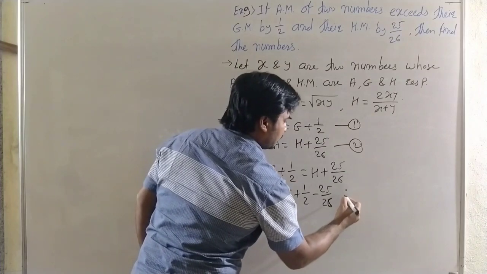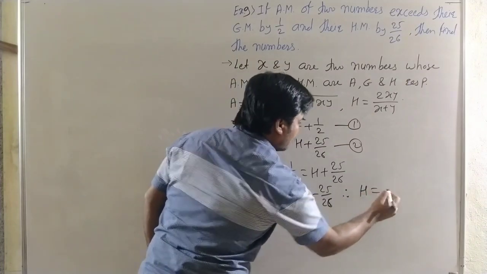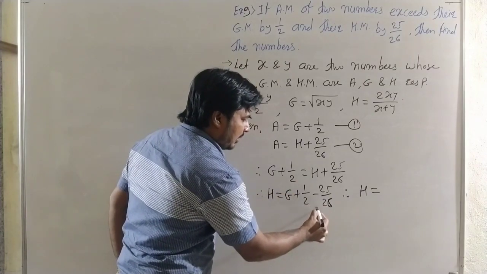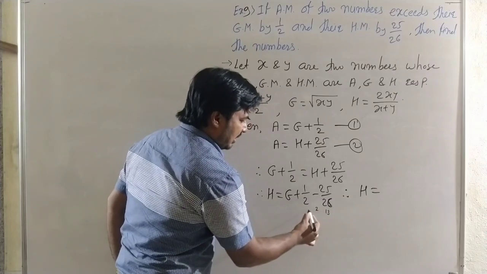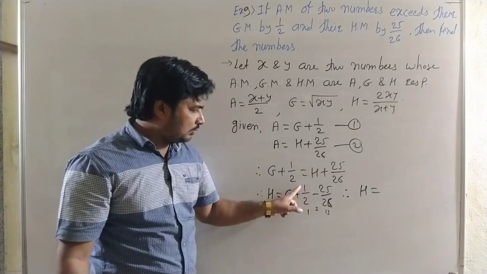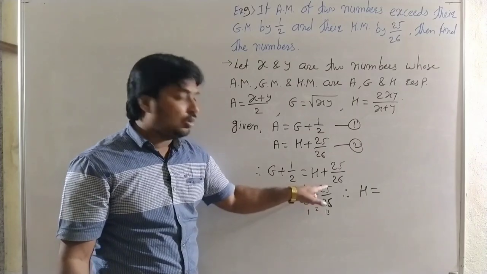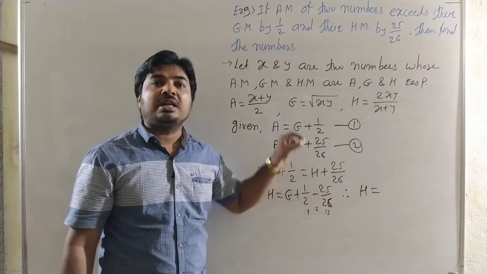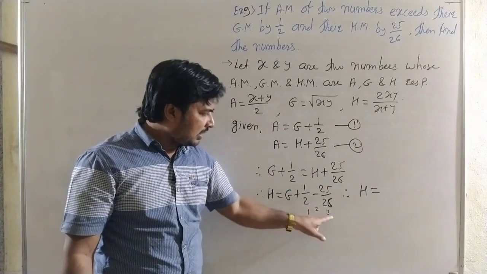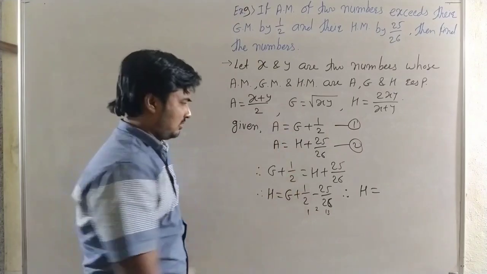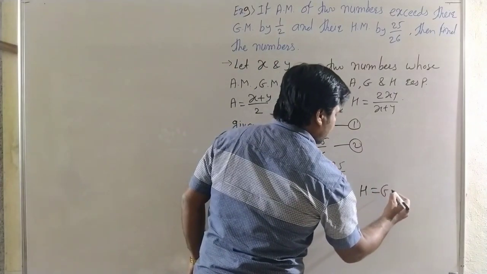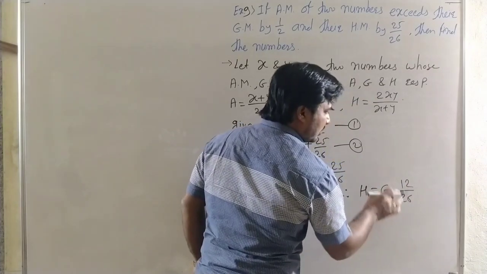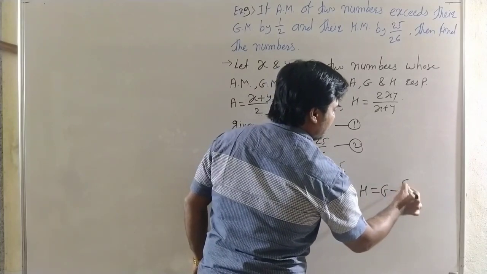Now, therefore, h is equal to, see carefully the calculation. Here it is 2 and here it is 26, therefore the common factor is 2. Here remaining 13 and here remaining 1. Therefore 13 × 1 is 13, and 1 × 25 is minus 25. 13 minus 25 is minus 12, so the result is g minus 12/26, and minus 12/26 we can write as 6/13.